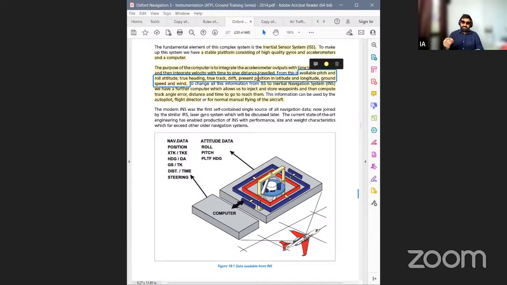From the inertial sensor system, the information is sent to the navigation system using another computer, where we can actually store waypoints also, and we can get track error angle, distance and time to go and to reach them. So everything is available with the pilot with the self-contained system. In the system where I need gyros to stabilize the platform, accelerometers on the stable platform, and computers to do the calculations, this is an INS. This does not imply ring laser gyros. It has gyros with viscous fluid. We'll see the picture.